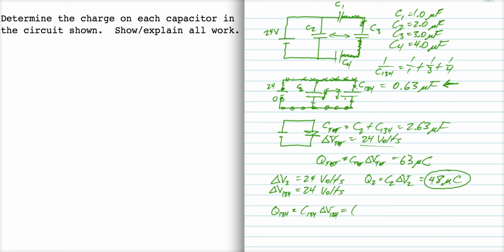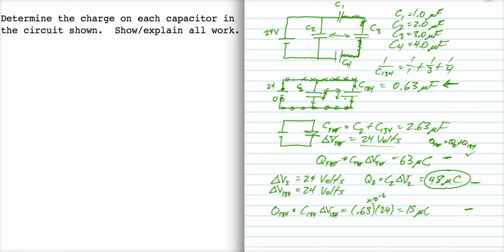So 0.63 microfarads times 24 is, I guess, 15 microcoulombs. Right, I guess I left out a 10 to the minus 6 here. Okay, now, just as a check here, I know that since C2 and C134 are in parallel, these two charges here need to add up to the total charge, right? For parallel capacitors, we have Q total is equal to Q2 plus Q134. So I'm glad to see that checks out.